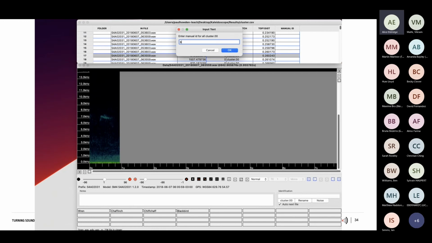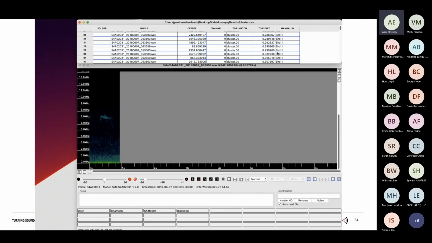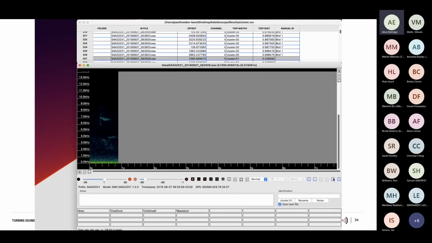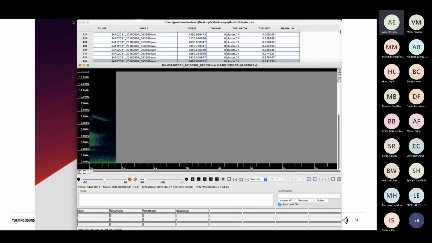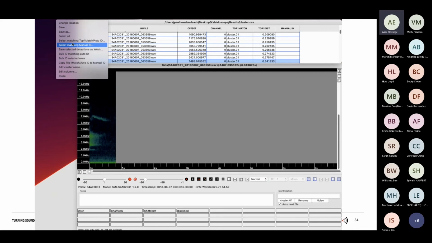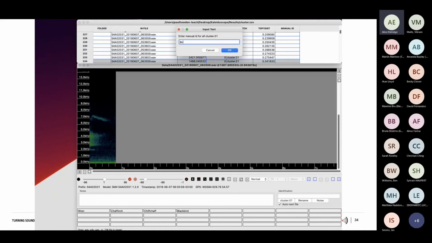So I can bulk ID. I've called it something really imaginative. Look at that, bird 1. And it's identified all those very, very quickly. Now, they're not all right. Some of them will be wrong. You know, I could put my mortgage on the fact that some of those will be wrong, but the majority of them are correct. So it's identifying roughly where your sounds are kind of living.